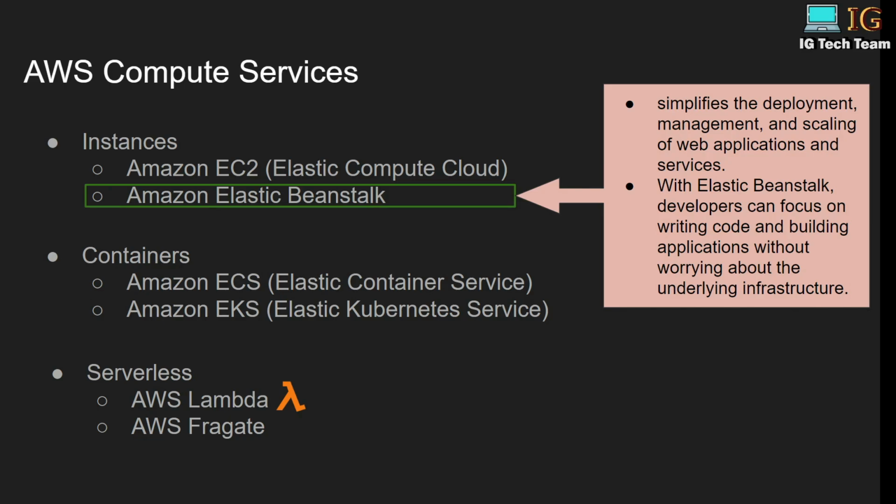So you can choose Amazon EC2 if you need full control over the infrastructure and if you want to customize every aspect of your environment. In the other case, you can use Elastic Beanstalk if you prefer a managed platform that automates your application deployment and management and allows you to focus more on development tasks. In that case, you can use this Beanstalk service.